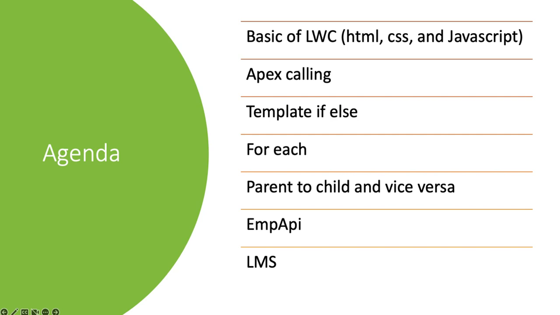So in this first part, I'll show you the basics of LWC such as HTML, CSS, and JavaScript, and then Apex calling, and then how we can use template if else, and then for each, then parent to child, and vice versa. EMP API and LMS I'll continue in the next part of the video. So let's go with the demo.